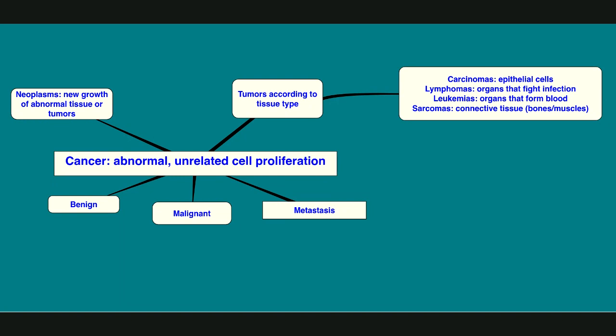But for us to start with, cancer is an abnormal, unrelated cell proliferation. You can have benign, malignant, and then the cancer can also metastasize. Neoplasms are new growth, abnormal tissue or tumors. And the tumors, they categorize them according to tissue type. So we have carcinomas, lipomas, leukemias, and sarcomas.